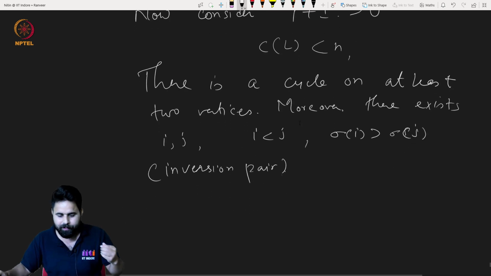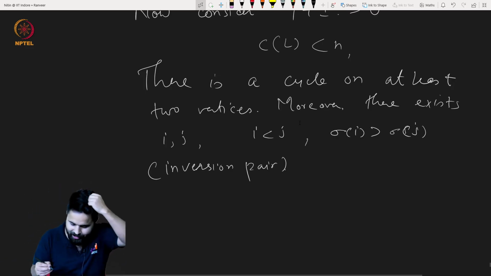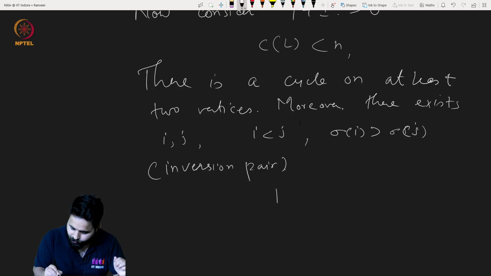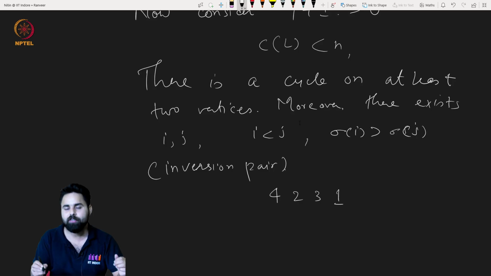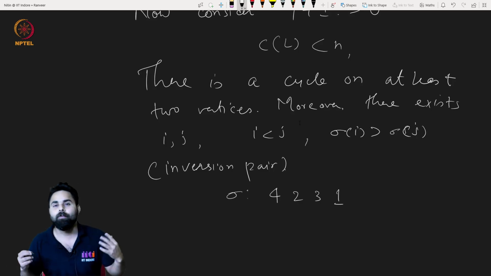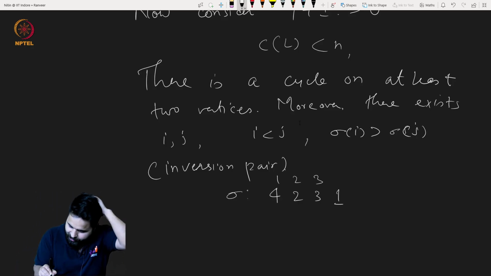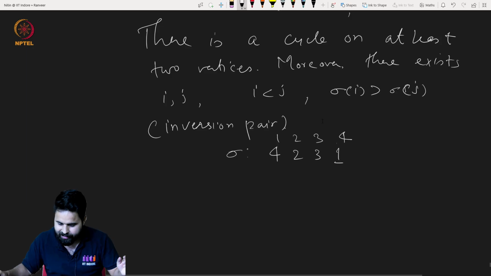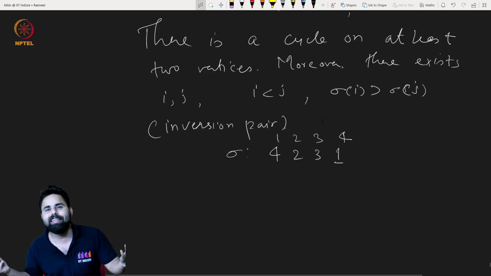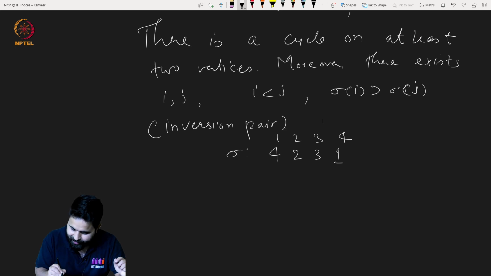Let us take one permutation which is maybe not the identity permutation. Suppose this is 4, 2, 3, 1, a permutation of the numbers from 1 to 4. This is your identity permutation. So what will be the cycle cover? Let us try to write down the cycle cover here.